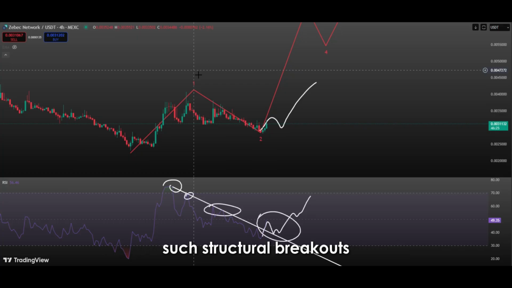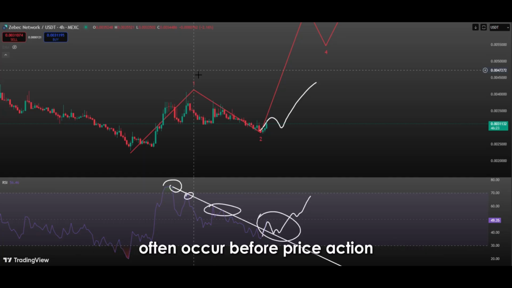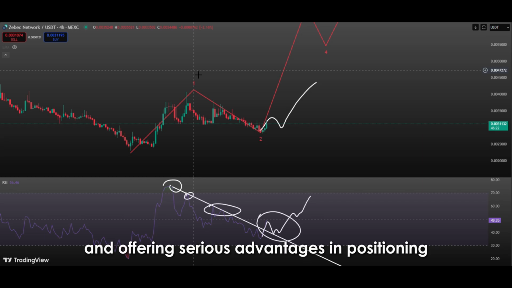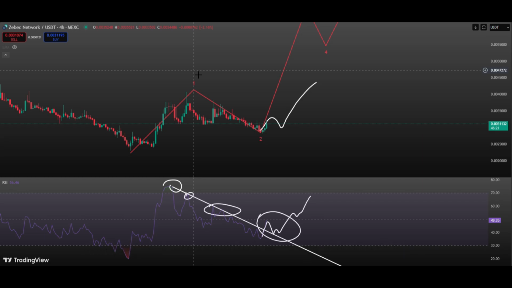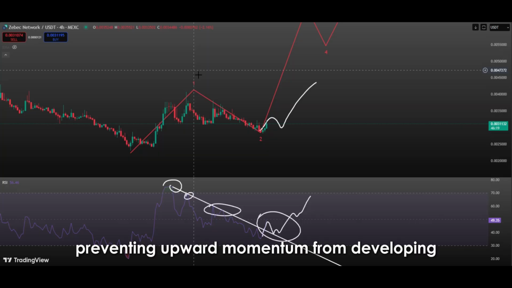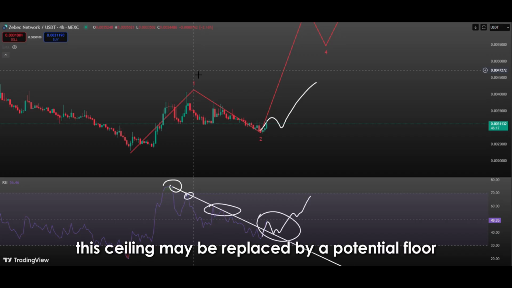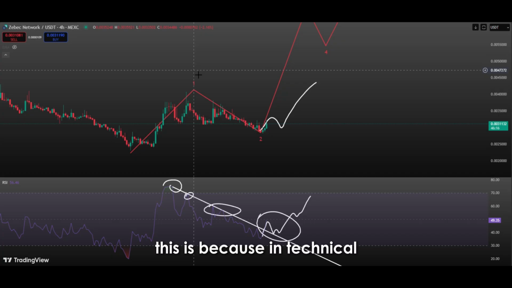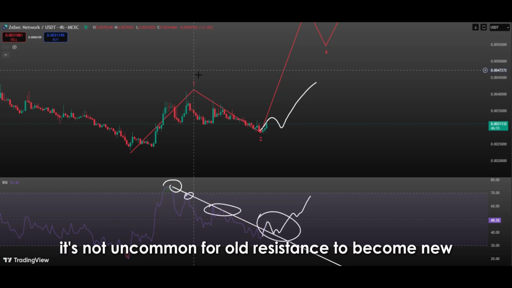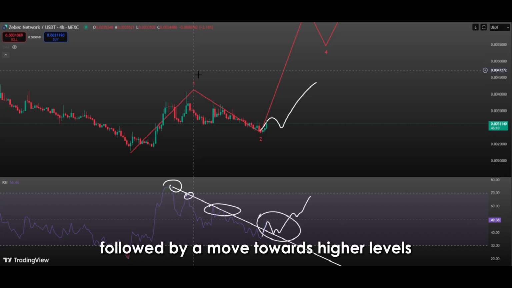Such structural breakouts, especially on a leading indicator such as the RSI, often occur before price action, saving traders time and offering serious advantages in positioning. Until now, this downtrend in the RSI indicator had acted as a ceiling, preventing upward momentum from developing. However, after the breakout, this ceiling may be replaced by a potential floor. This is because in technical analysis, it's not uncommon for old resistance to become new support. Therefore, after this breakout in the RSI, there's a high probability that this level will be retested in the coming days, followed by a move towards higher levels.